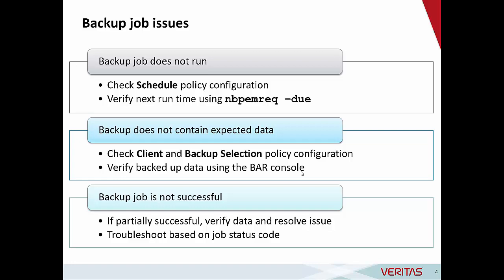Now, if the backup job is just not successful, the job is created, but it runs with a non-zero status code, then I need to do more investigation to see what's going on. If it's a partial success, a status code 1, it might just indicate some busy files. Status codes greater than 1 usually involve deeper troubleshooting.